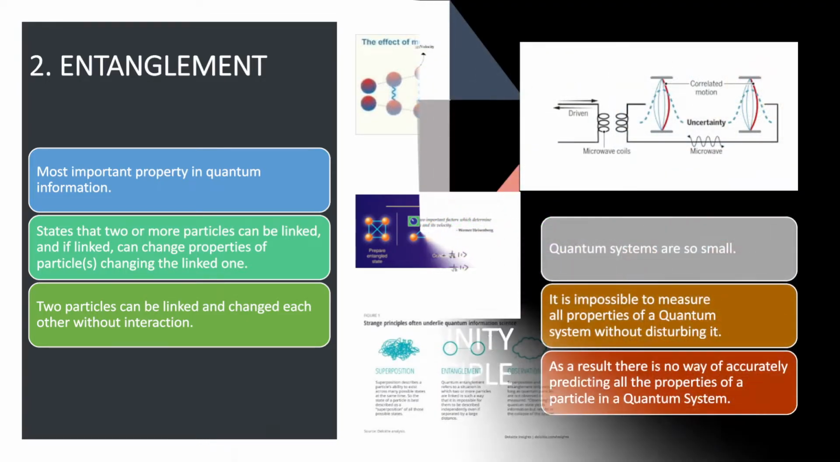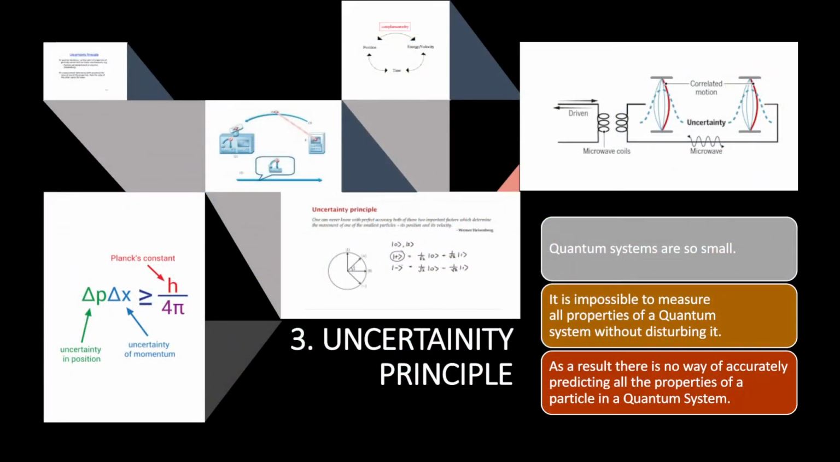The third one is the uncertainty principle, which states that the uncertainty in position multiplied by the uncertainty in momentum is greater than or equal to Planck's constant divided by 4 pi. Quantum systems are so small it is impossible to measure all the properties of a quantum system without disturbing it. As a result, there is no way of accurately predicting all the properties of a particle in a quantum system.